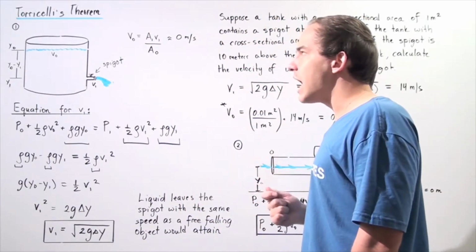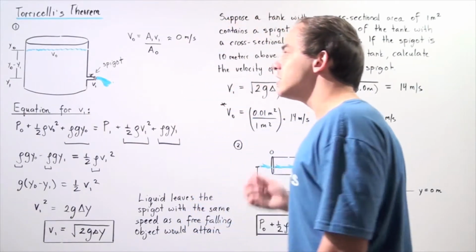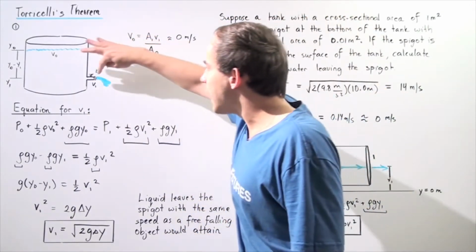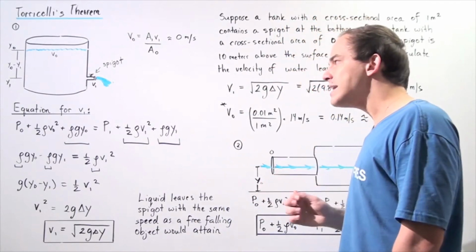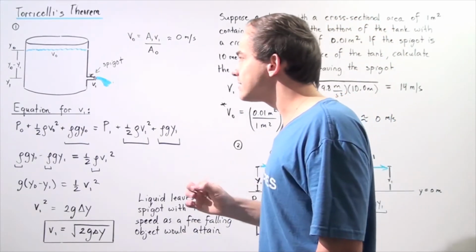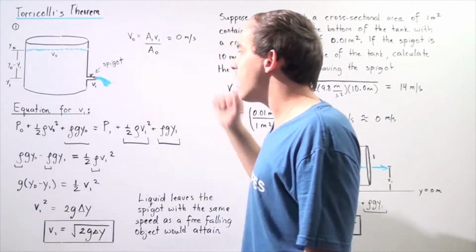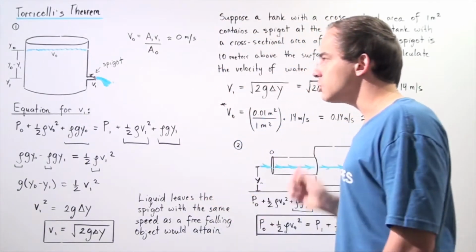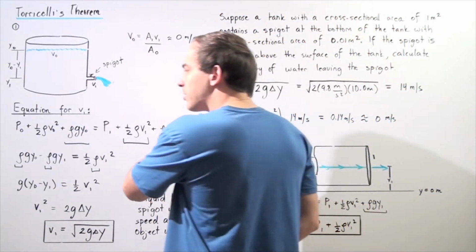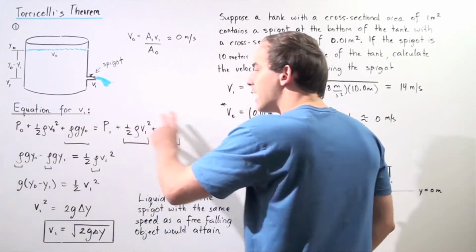So let's apply Bernoulli's equation for this situation, and let's solve for velocity V1. So we want to find an equation for the velocity of the fluid that is coming out of our spigot when we unlock that spigot. So let's begin by writing down Bernoulli's equation, which states the following.